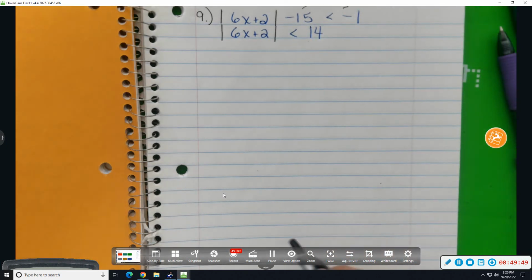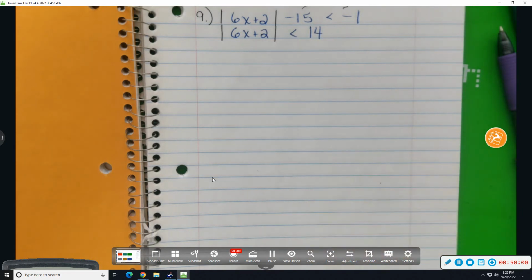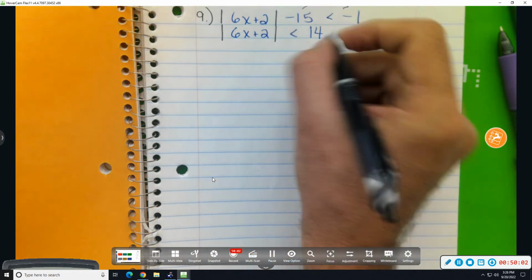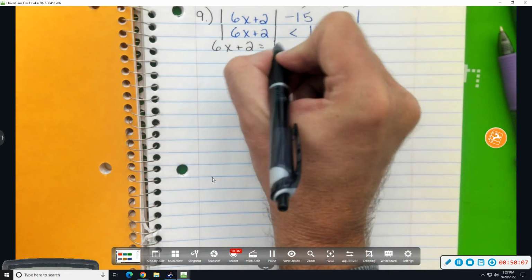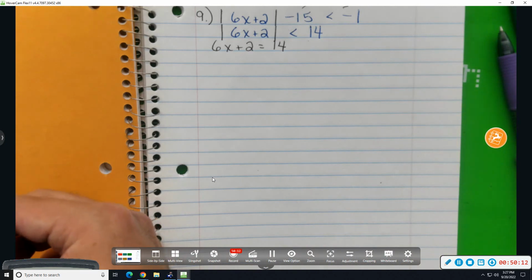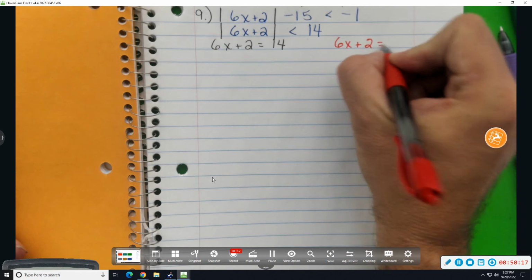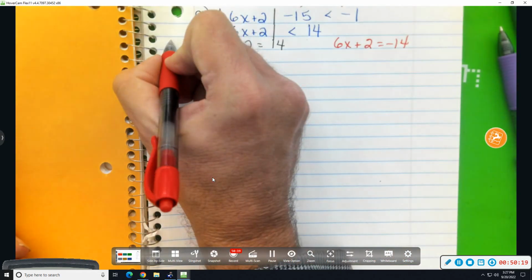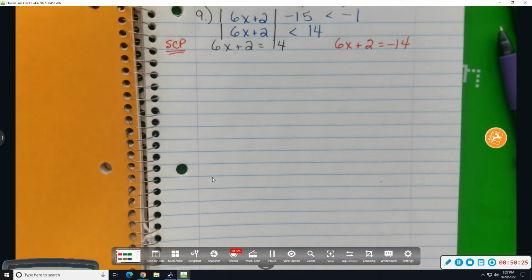Will there be any denominator cut points on this one? No, there's no fractions. So we're going to solve it as if it were an equation. How do you solve an absolute value equation? Well, you say equal positive, and then equal negative. So you're finding the solution cut points. With the absolute value, in order to find those solution cut points, you go equal positive, equal negative.